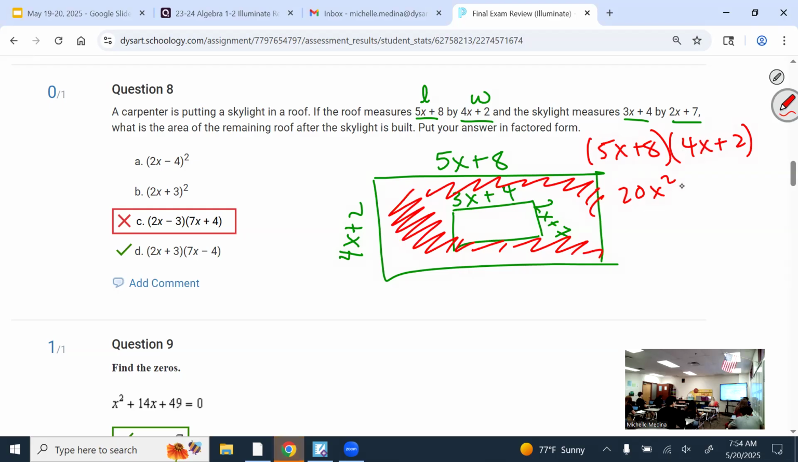5x times 2. So now inner terms, 8 times 4x. And last terms, 8 times 2 is, and then combine like terms in the middle. I get this for my bigger area. From that, I'll need to subtract what I get from multiplying this out.